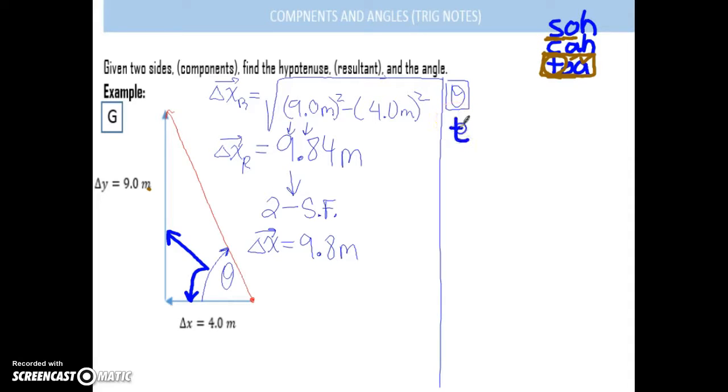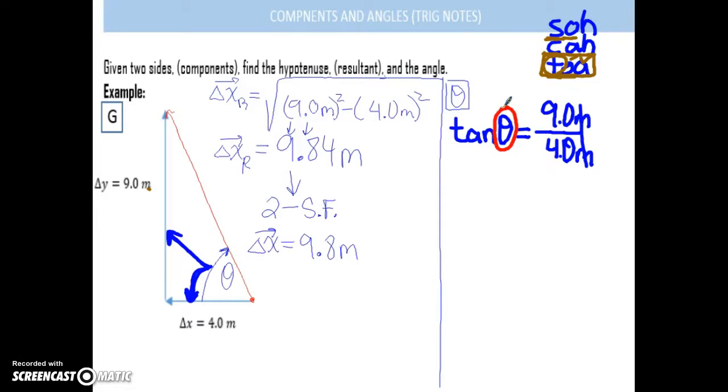So our equation is going to be tangent of theta equals opposite over adjacent. You don't have to write it this way. What I want to see is what your actual value is. Your opposite value is 9 meters, of your opposite side. Your adjacent side is 4 meters. Meters cancel.